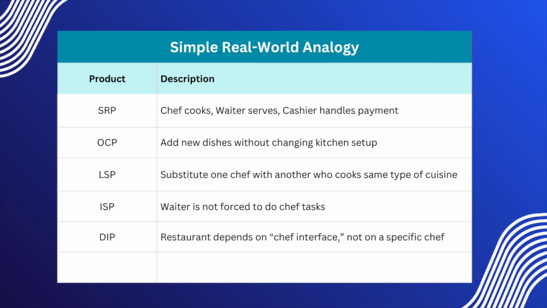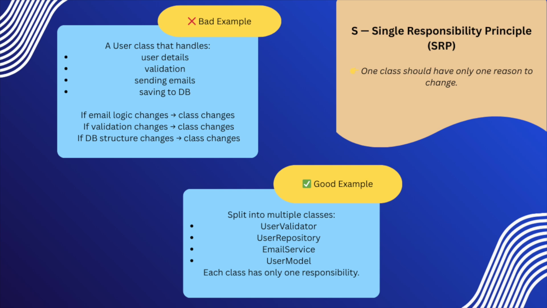Let's go more deeply into each principle. First, let's see S, the single responsibility principle: one class should have only one reason to change. Now we will see a good example and a bad example. Let's say a user class handles user details, validation, sending mails, and saving to DB. If email logic changes, the class changes; if validation changes, the class changes; if DB structure changes, the class changes. So this is not a good example of single responsibility.